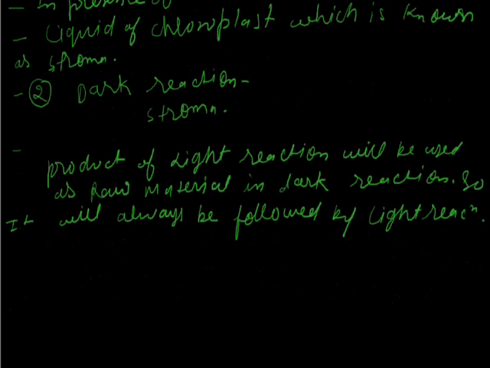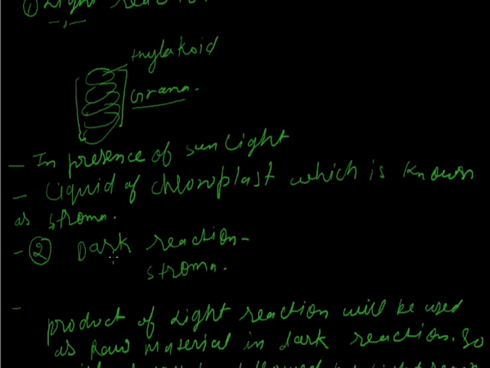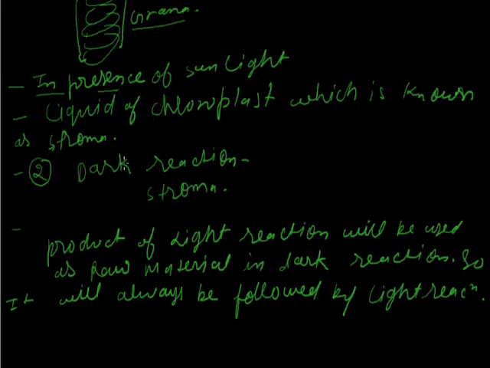So we have two kinds of reaction. First, light reaction, which happens inside the grana. Next, dark reaction, which happens inside the stroma. We call it light reaction because it happens in the presence of sunlight. And we call it dark reaction because it will always be followed by light reaction, and this process can happen even if the plant doesn't have light.